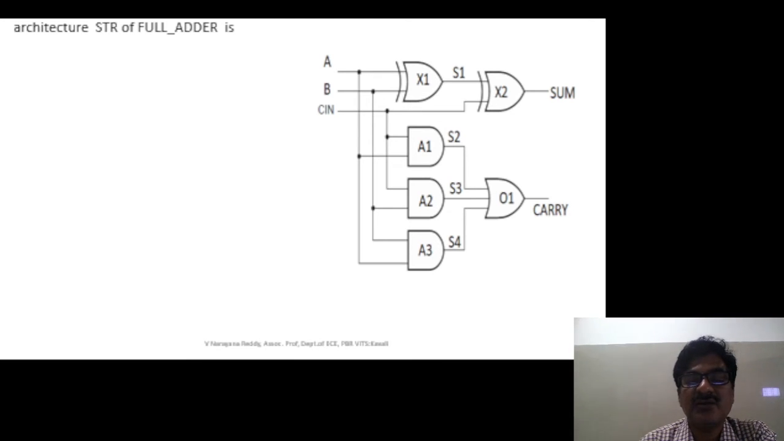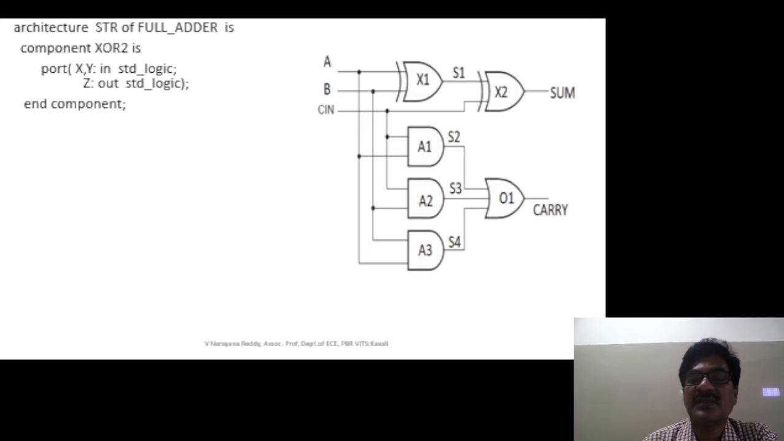Now let us see how to declare a component. First of all, for the XOR gate, since it is a 2 input XOR gate, the component declaration is like this. Start with the word component followed by the component name, then is. After that, port of. Each XOR gate has 2 inputs, right? I am giving the names: one input is X and another input is Y, and the one output is named Z. If you assume an XOR gate as a separate component, it has 2 inputs and one output.